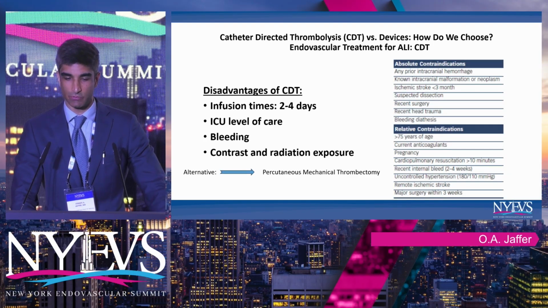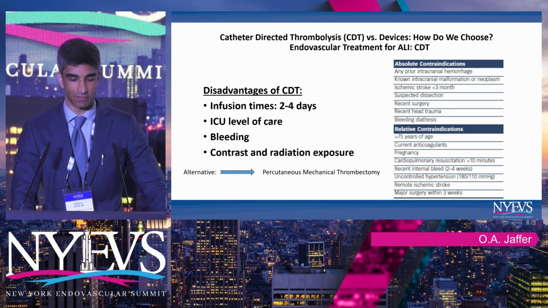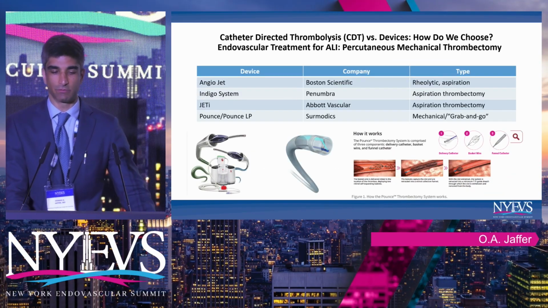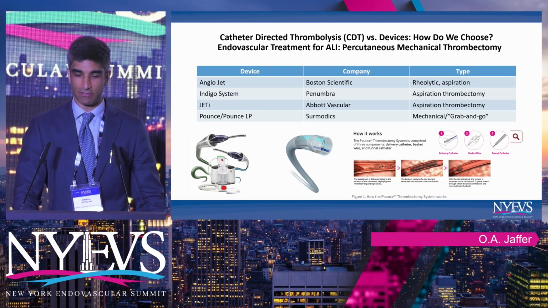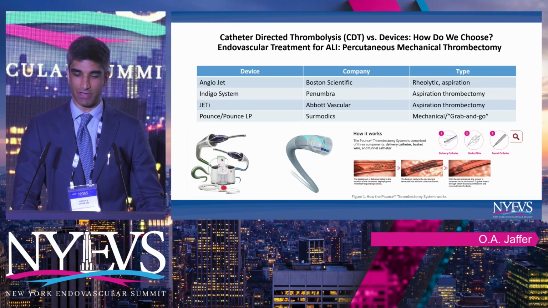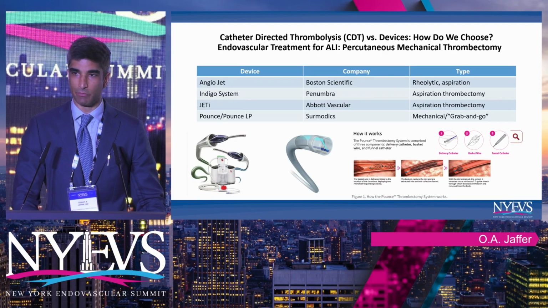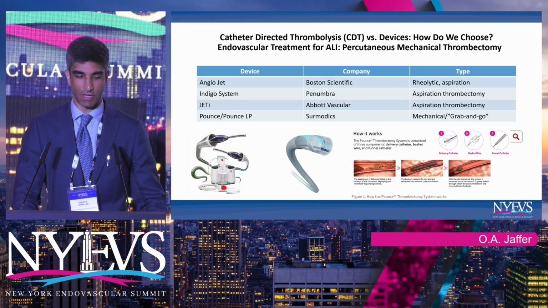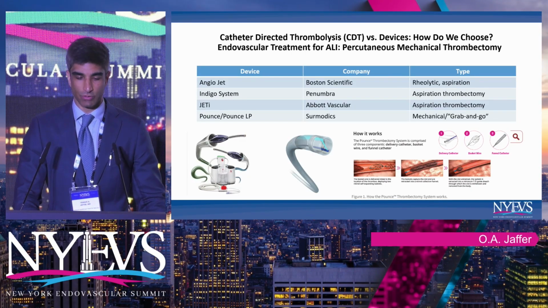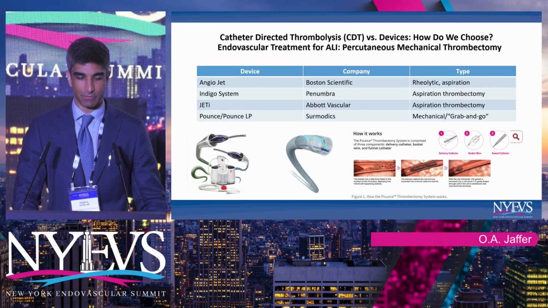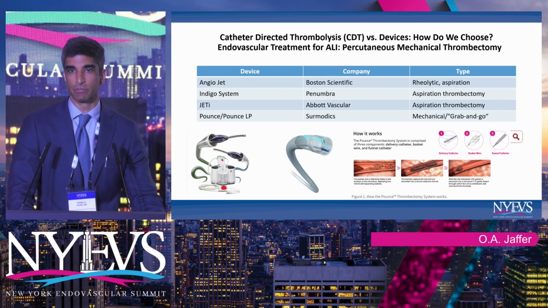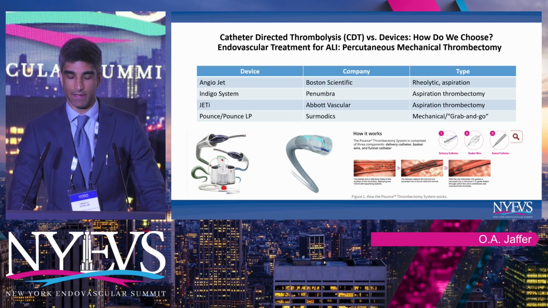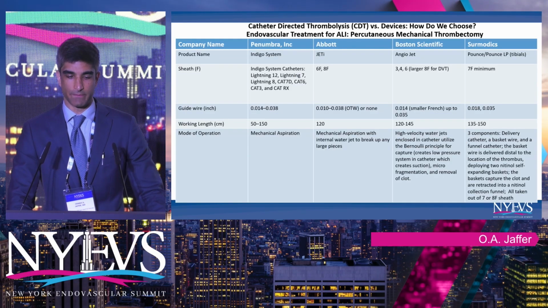The bleeding complications with the absolute and relative contraindications of lytics, of course, and contrast and radiation exposure. So then you have percutaneous mechanical thrombectomy. Various devices to use over here: AngioJet with Boston Scientific, the Penumbra, which, as a cardiologist, I use most often. Jetstream is probably the oldest of these, made by Abbott, and then Surmodics, which is the Pounce, and the Pounce LP, which is more for the tibials, which is a mechanical grab and go, kind of like an endovascular Fogarty.